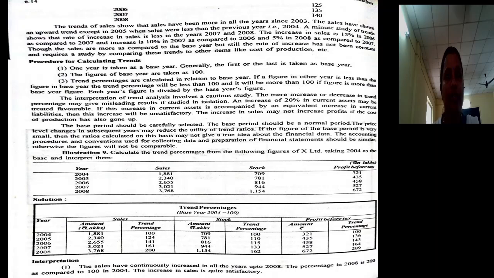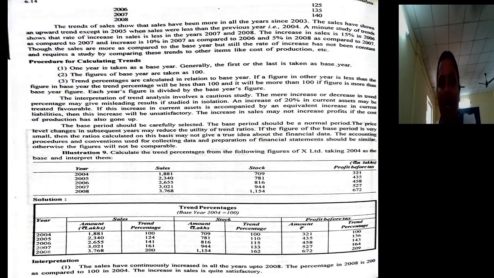The figures of the base year are taken as 100, because the previous year is considered as the base year. All figures of financial data, meaning all aspects of the financial statement during the base year, will be considered as 100, because we are comparing the current year with the base year. That's why the base year figure should be taken as 100. All aspects of the financial statement of the base year will be taken as 100.